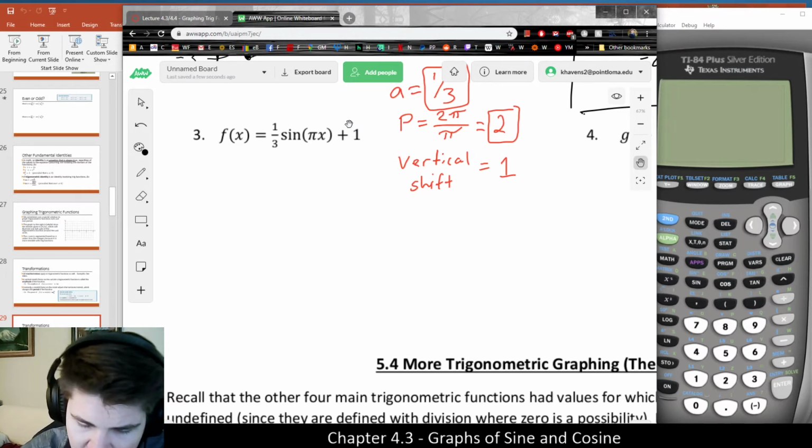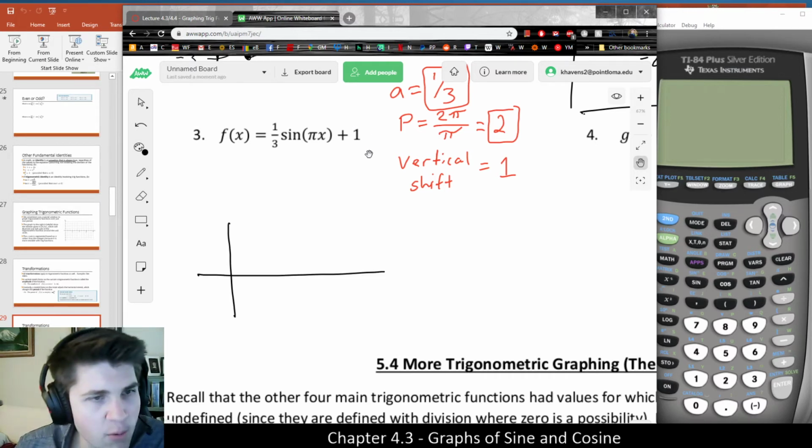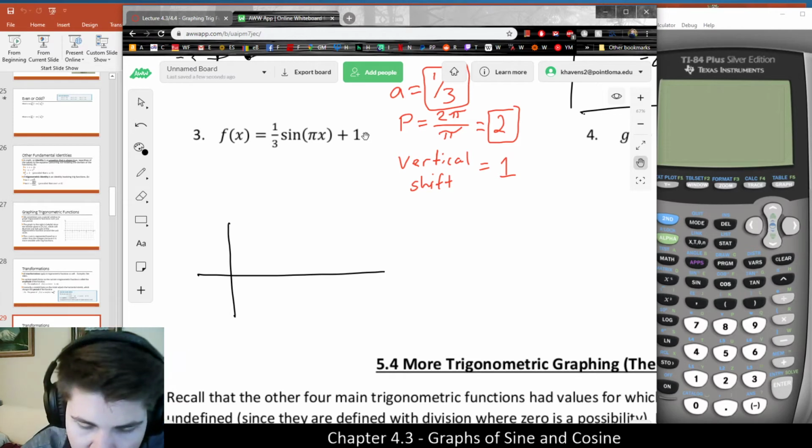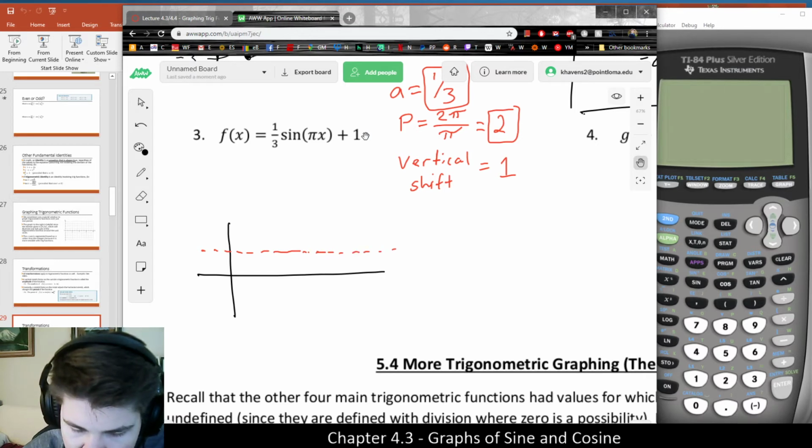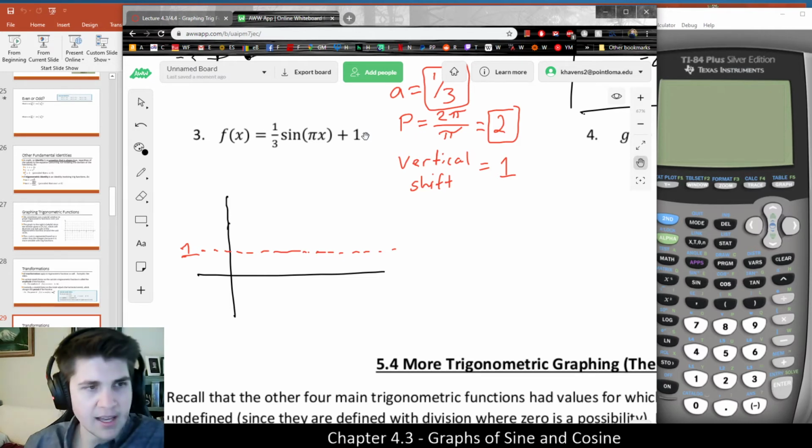So let's go ahead and graph it from what we know. Another thing I recommend, in the previous ones I did not worry about the equilibrium, but when there is a vertical shift, what I recommend is starting with that, because normally the equilibrium is at 0 for all trigonometric functions, but if it's shifted up 1, that's just going to shift where the equilibrium is going to be, which just means that that's going to be like the centralized point for the up and downness.